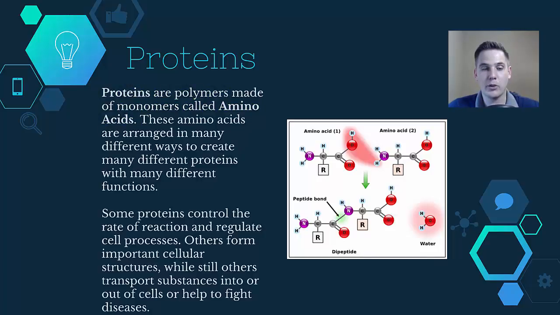Proteins can control a lot of different things in your body, including rates of reaction and various cell processes, such as when to divide, when to not divide. Other proteins form important cellular structures, like a lot of the tissues you learned about earlier in the class, while others can be used to transport substances, kind of like little mini taxis inside of your body, to carry things in and out of cells, or they can even be used to help fight invading diseases that have found their way into your body.